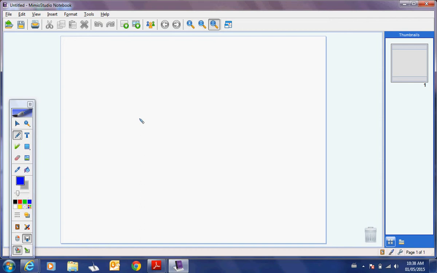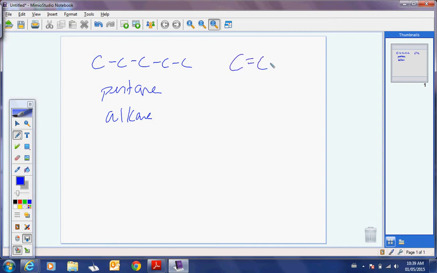Naming double bonds. If this was an alkane and you went 1, 2, 3, 4, 5, what would you call it? Pentane. Everybody okay with that? Okay. Now I'm going to make it an alkene. How do I make it an alkene? Add a double bond. Where would you like your double bond? Jillian gets to pick.